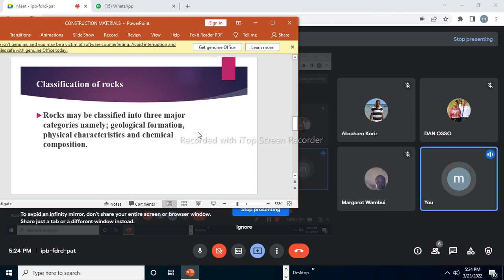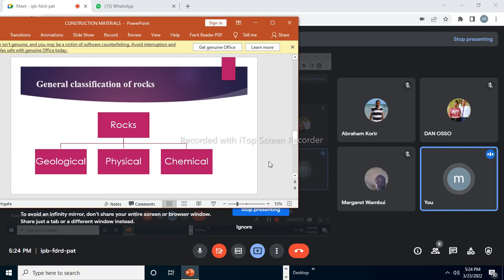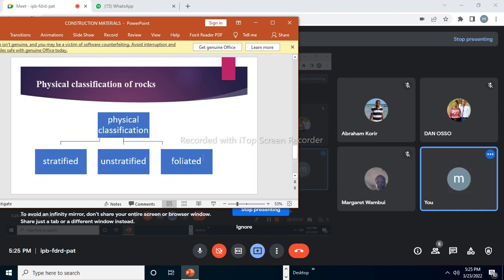Then natural stones can be classified further using geological formation, physical characteristics, and chemical composition. You can see from that slide there is a chart showing the classification. Rocks are classified geologically, physically, and chemically. Then we will go further and classify stones geologically, as you can see from the next slide.